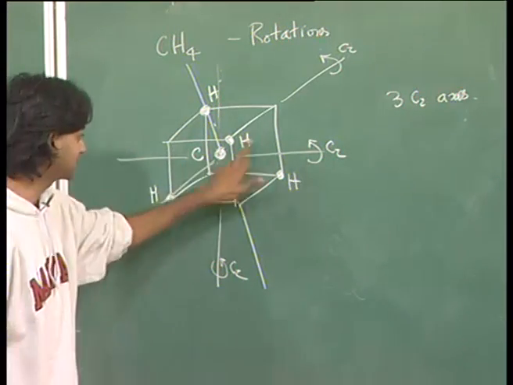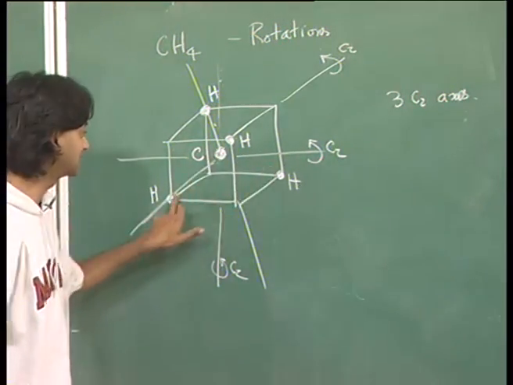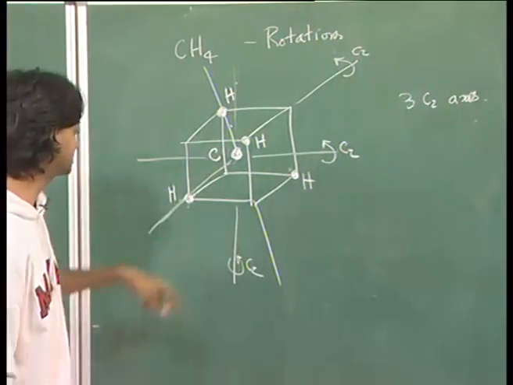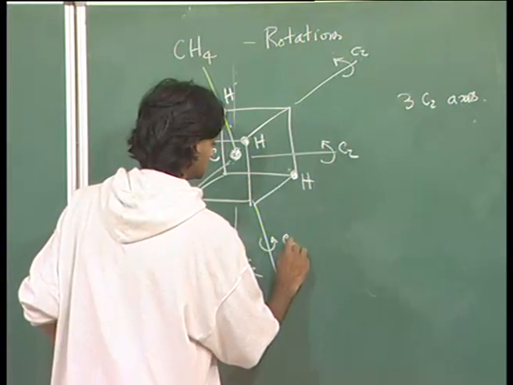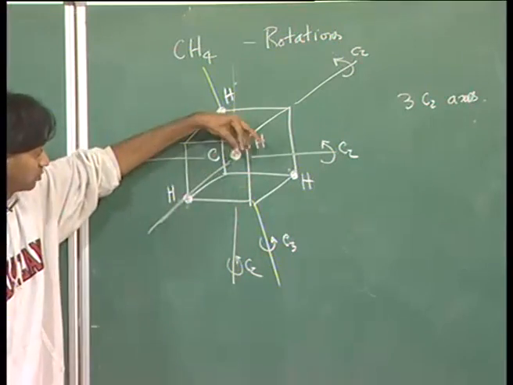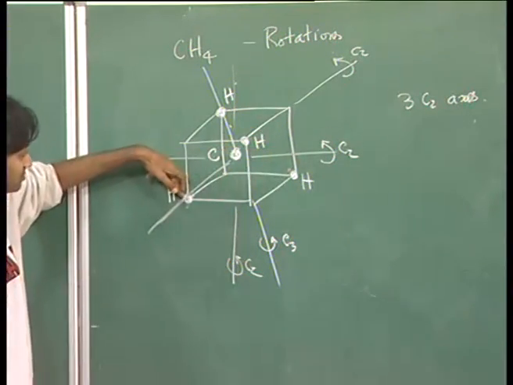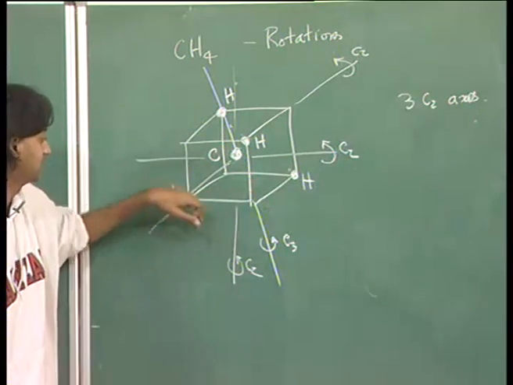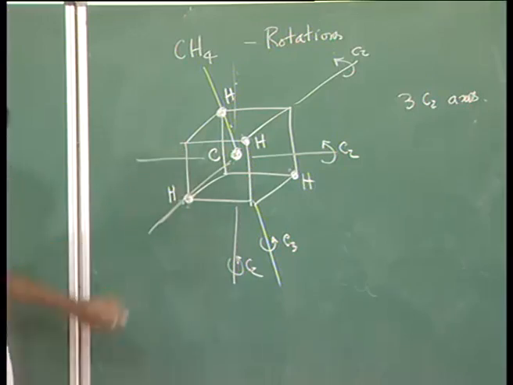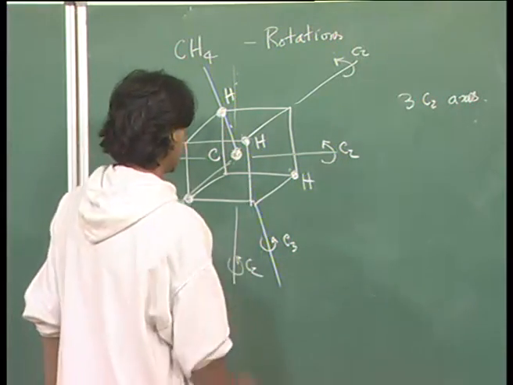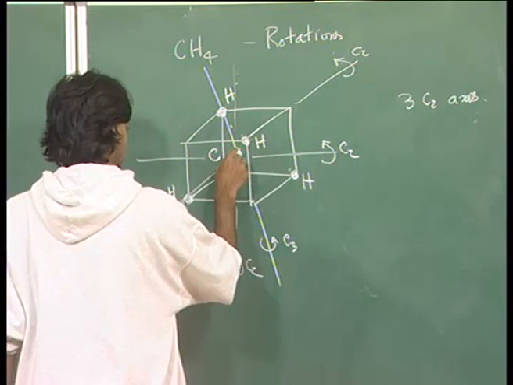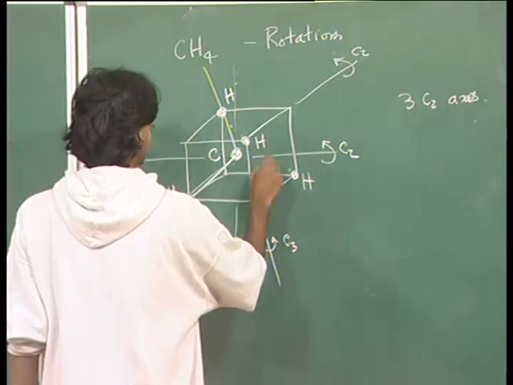Now about this axis, there are 3 hydrogens, located symmetrically about this. Okay, so this is a C3 axis. If you look at the 3 hydrogens and do a 120-degree rotation, this hydrogen will come here, this hydrogen will go here, and this hydrogen will go here. So the 3 hydrogens will get swapped in that way. Similarly, you can have a C3 axis passing through a carbon and any of the hydrogen atoms.